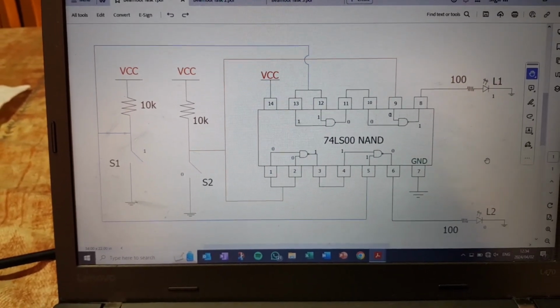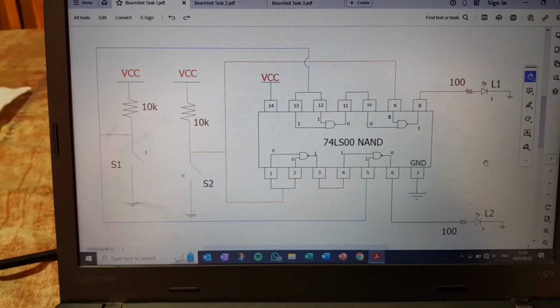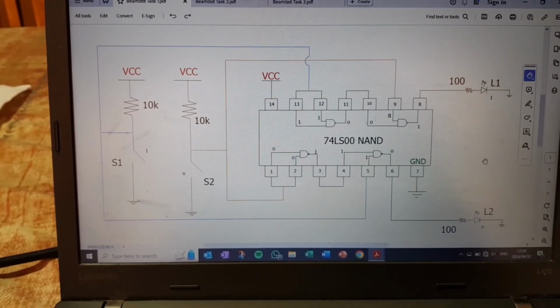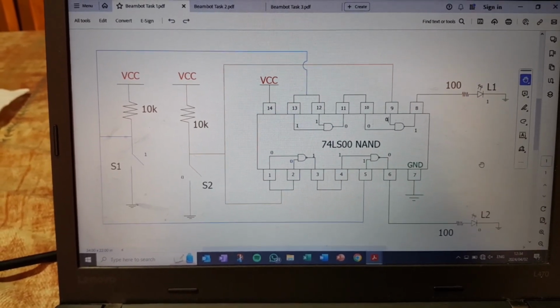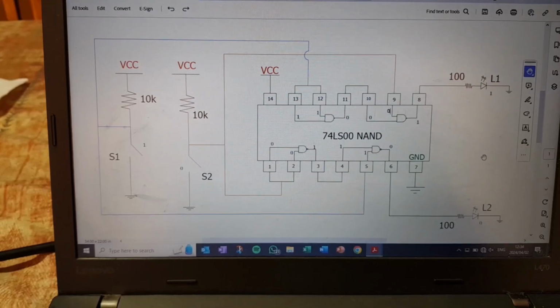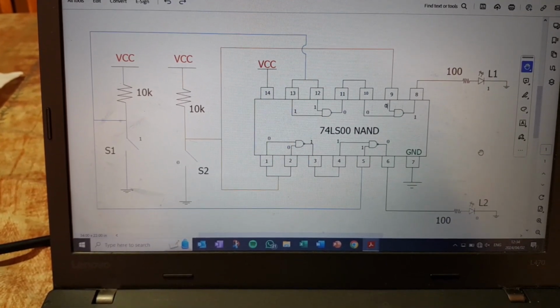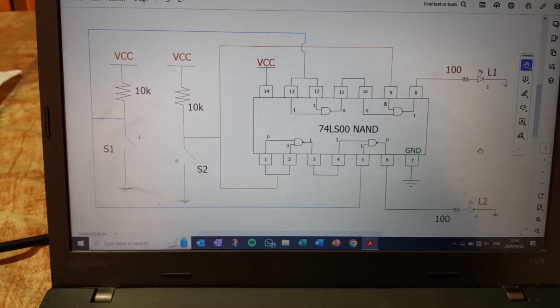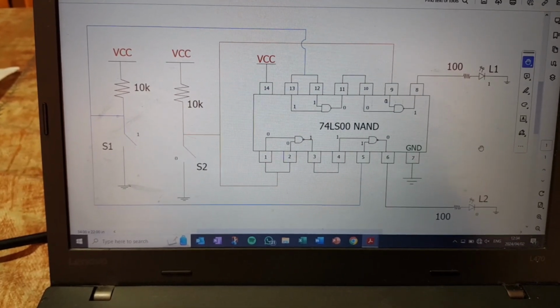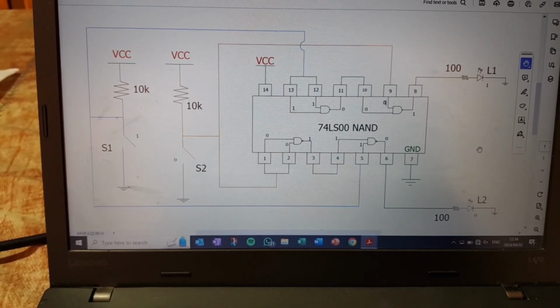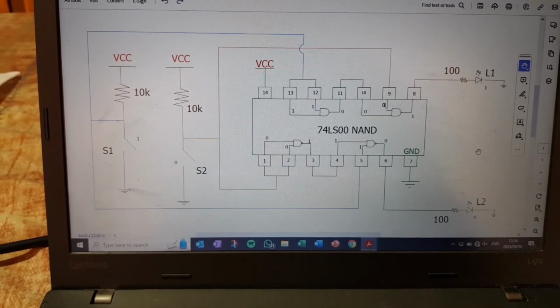You will see that I connected VCC to pin 14 and VCC to the two 10K resistors. VCC is 5 volts. I've also connected pin 13 and 12, 11 and 10, 1 and 2, and 3 and 4 together. You will see why in a moment. And then my pin 6 and pin 8 are my output pins.